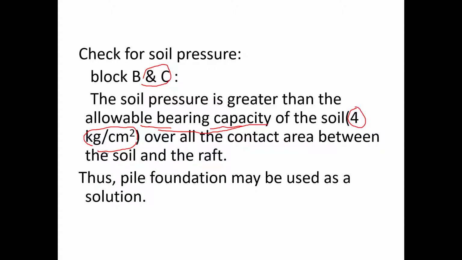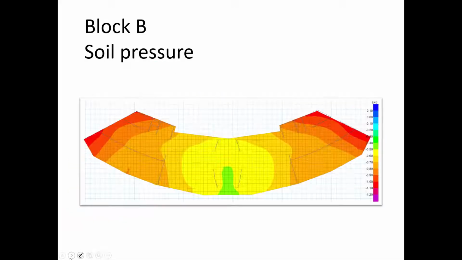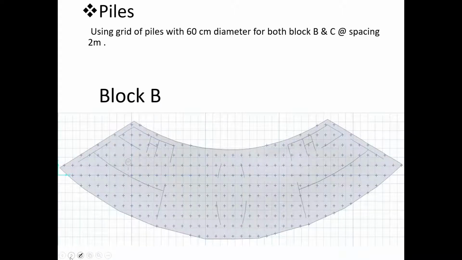So this lead us to what? To combine the raft with pile. So pile foundation may be used as a solution. Okay, so we also this is soil pressure for block B and C, and this one we used pile. So we used pile with 60 centimeter diameter for both block B and C. Spacing is 2 meter.